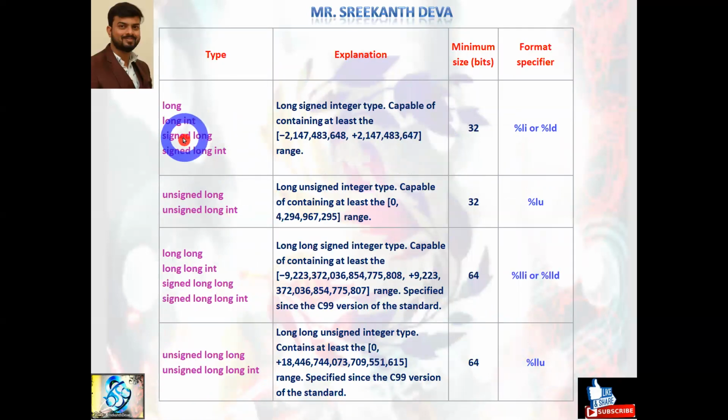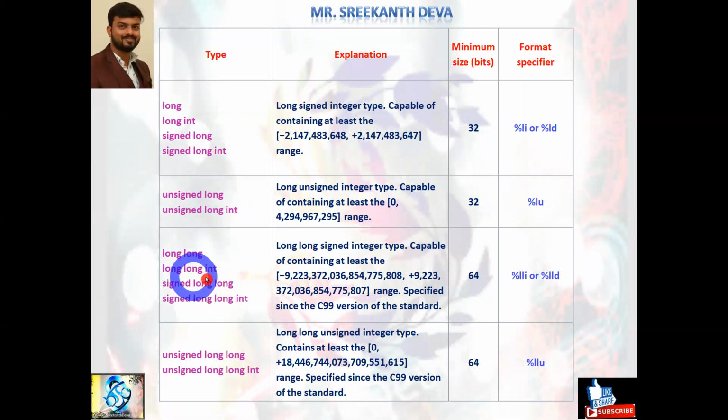Next, long int, signed long int. It is long signed integer type, capable of containing at least this range. It occupies 32 bits, means 4 bytes of memory. The format specifier is what? Percentile li or percentile ld. Unsigned long int. This is the range. It occupies the same 32 bits, and the format specifier is percentile lu, represents unsigned. Percentile u means unsigned integral. Percentile lu means what? Unsigned long int type.